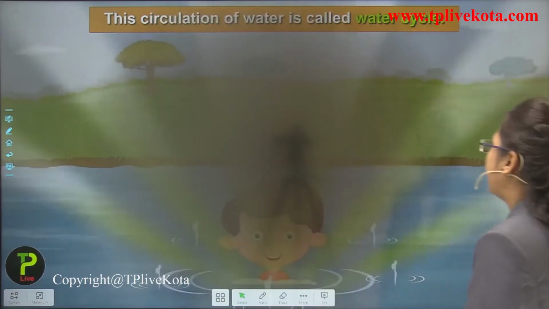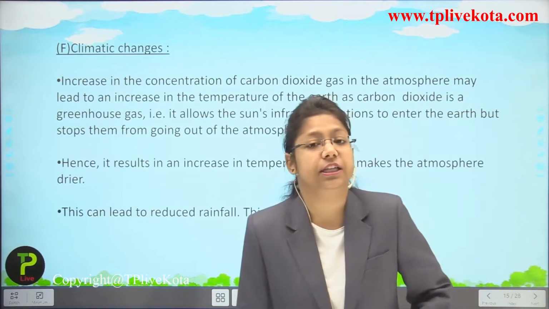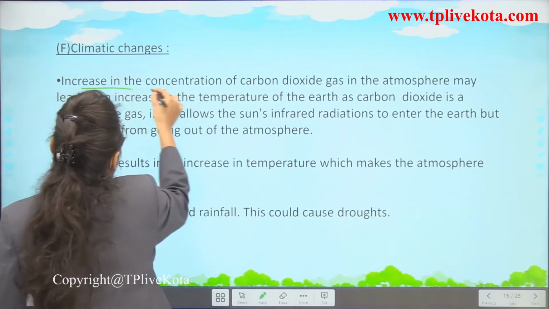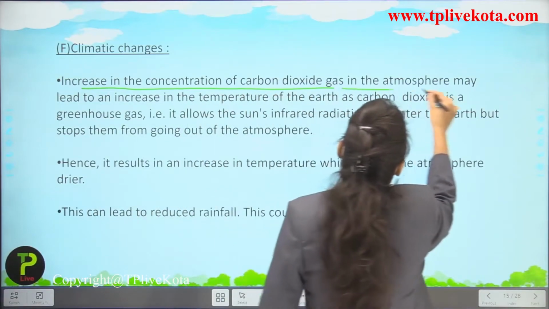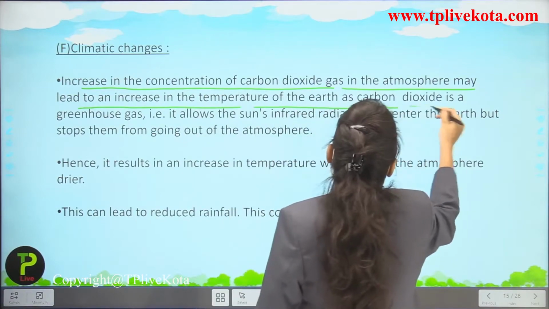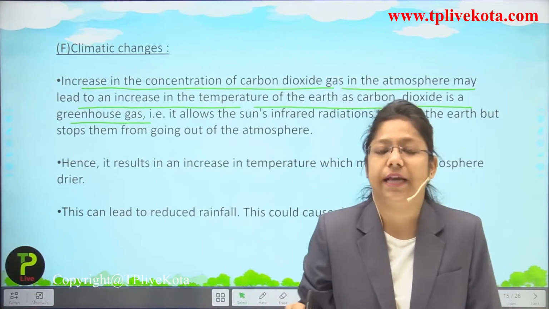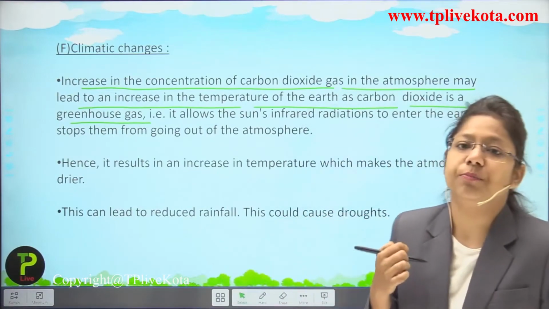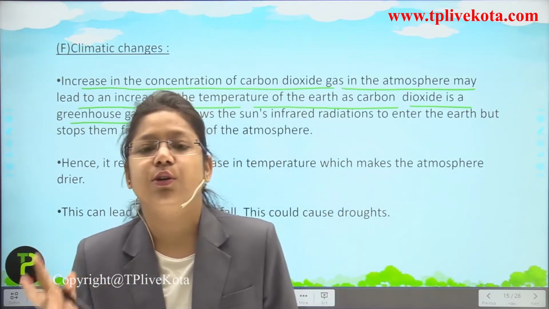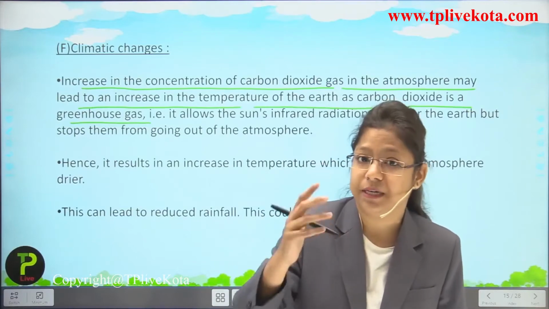Okay students, now we are moving towards the next part of the silviculture, that is the climatic changes. An increase in the concentration of carbon dioxide gas in the atmosphere may lead to an increase in the temperature of the earth, as carbon dioxide is a greenhouse gas. Now what is a greenhouse gas? Actually, carbon dioxide is very necessary for a plant to survive, because photosynthesis is only carried out by the plant in the presence of carbon dioxide.